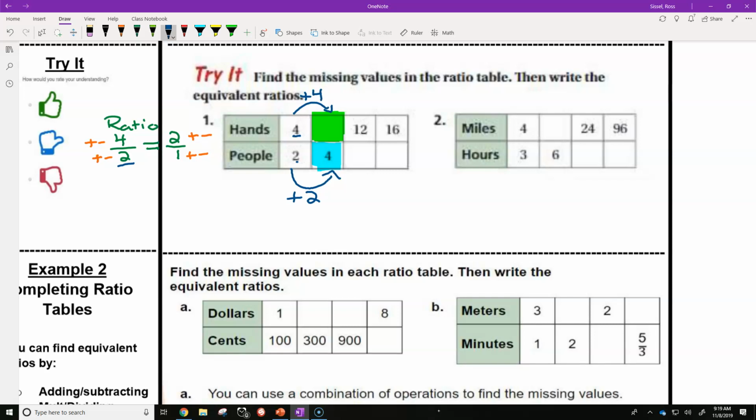Oh, I did touch it. Hold on, we'll talk about it. 4 plus 4 is 8. Sweet, we found one of the blanks. Now, let's go to another blank.